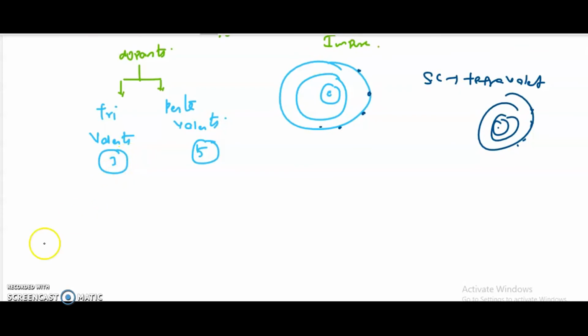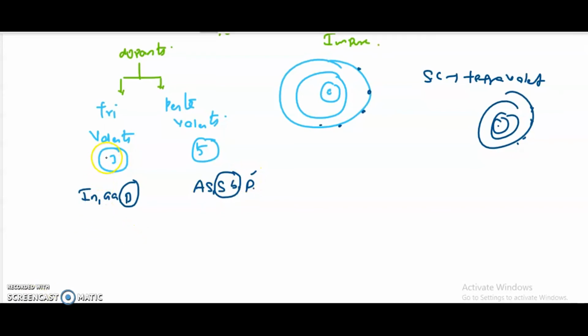Now we will see the examples of both these two. Coming to the trivalent, indium, gallium, boron are the examples, and coming to the pentavalent, arsenic, antimony, phosphorus are the examples. So out of these trivalent, boron is the most used one. And coming to the pentavalent, antimony or sometimes phosphorus is the most commonly used dopant. And if we dope the trivalent atoms into the pure semiconductor, then it is called a p-type.